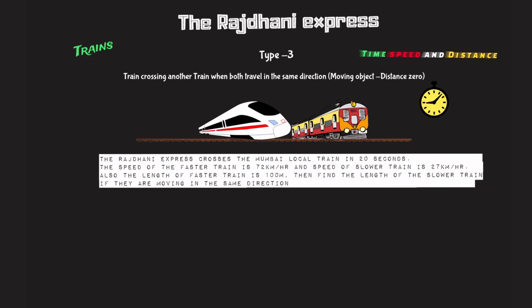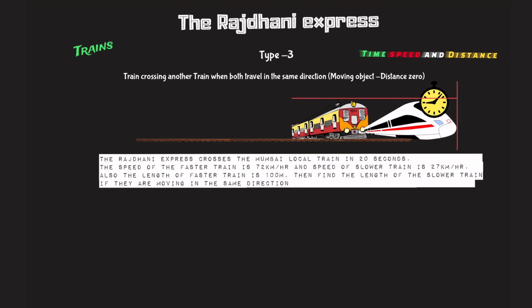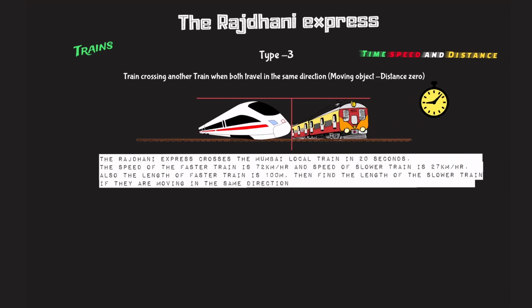called relative speed comes into the picture, because this Rajdhani Express is crossing this train, but this local train is also moving. It is not a stationary object. If this was a bridge, then it was easy, right? It would have crossed this and then it would have crossed this length. Distance would be just like the previous type 2, length of the train plus length of the bridge. But then the thing here is it is moving, and that's where relative speed comes into the picture.